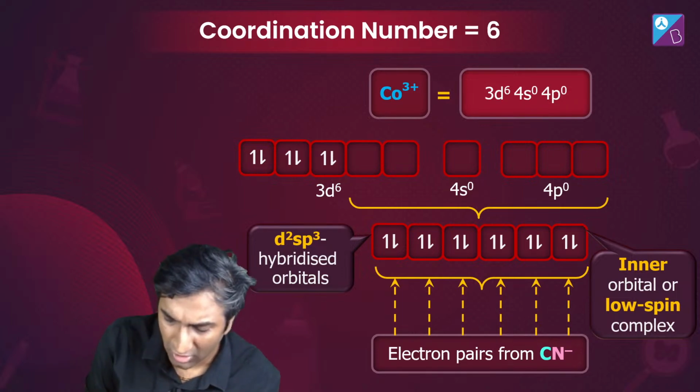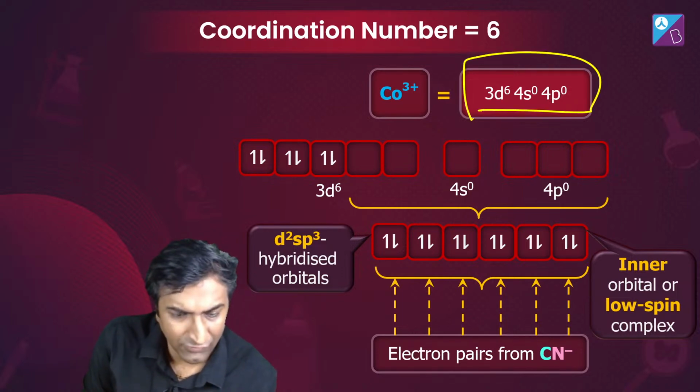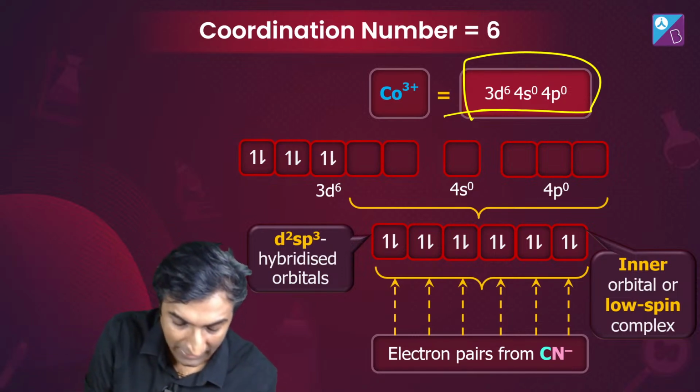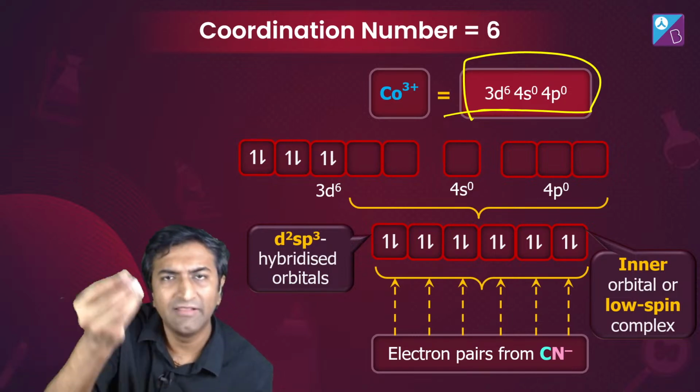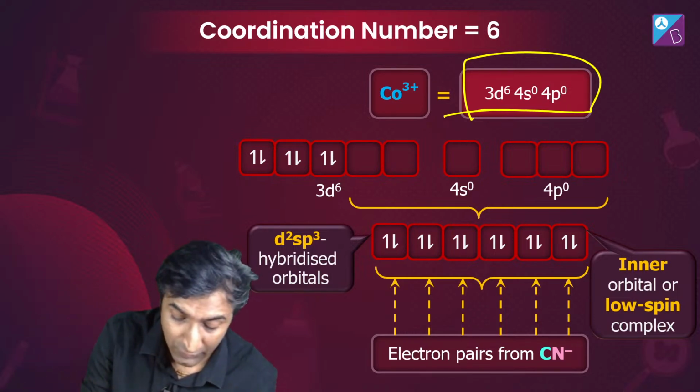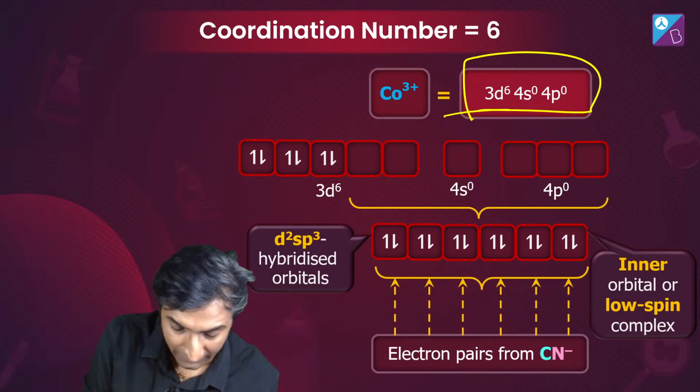Do you want me to talk about this 3d6 business? Are you guys okay with this? Yeah, इसमें कोई doubt तो नहीं है, right? I can quickly do that again if you want. Look, how did I write 3d6 cobalt 3 plus का? I'm assuming you guys are already good with this. But अगर ये चीज भी थोड़ी अजीब लग रही है तो I can do that quickly.